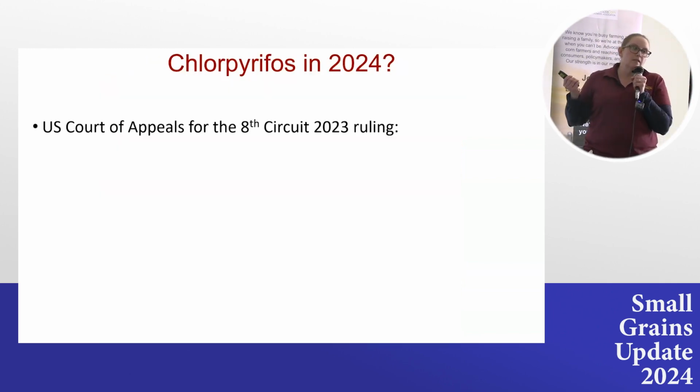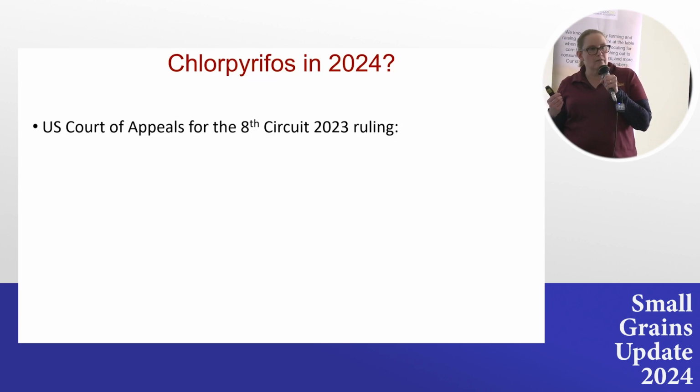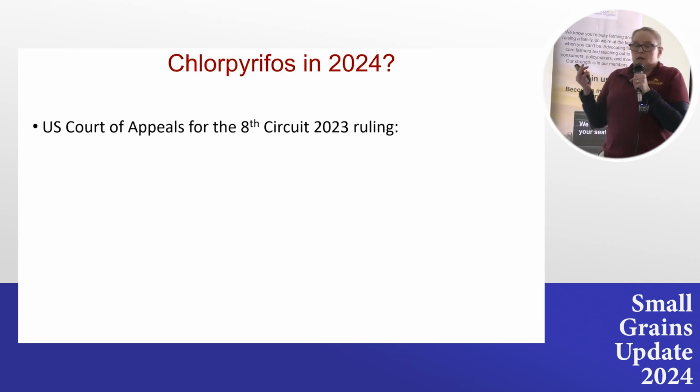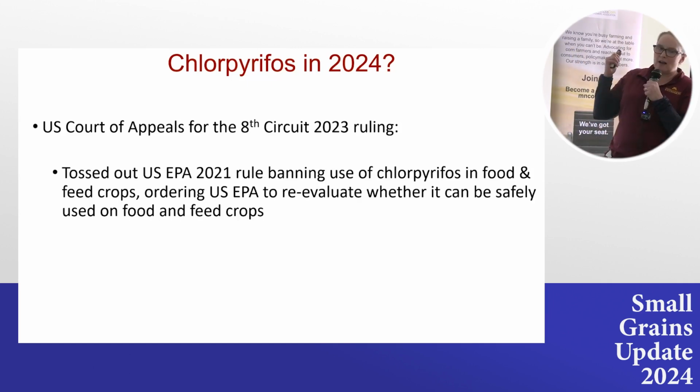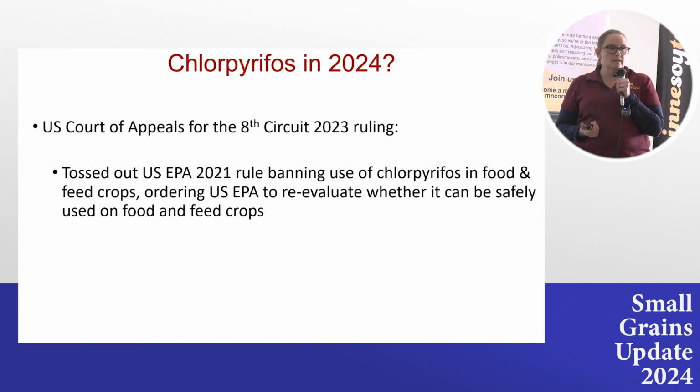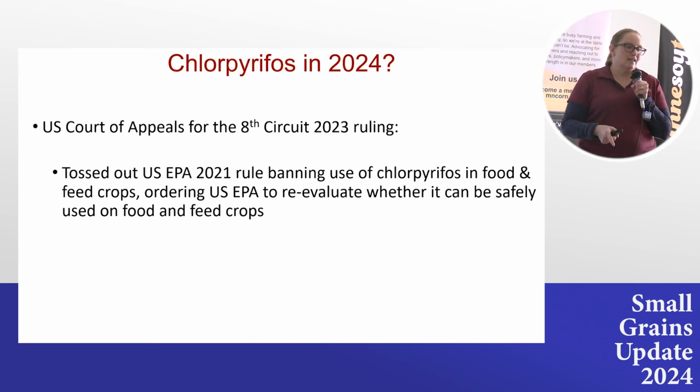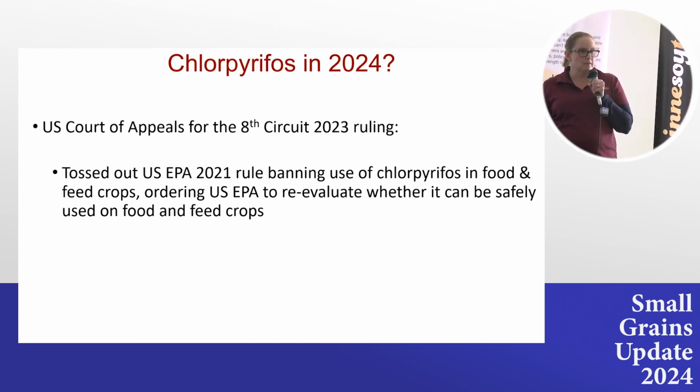So what about chlorpyrifos? This is something that's been in the news lately. If you'll recall, that's the organophosphate active ingredient that's in, for example, Lorsban. In just this past year, a U.S. Circuit Court of Appeals tossed out the 2021 EPA ruling banning the use of chlorpyrifos, and the court said, you need to go through the process again of figuring out whether it's safe to use in food and feed crops.